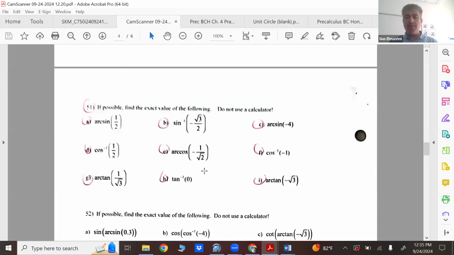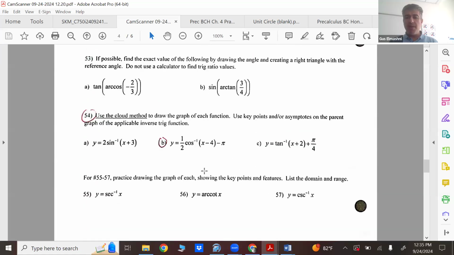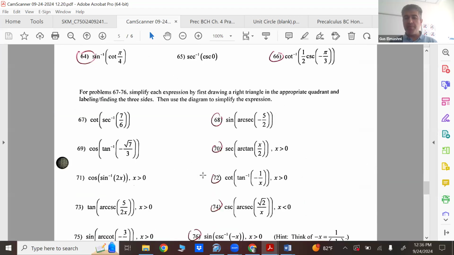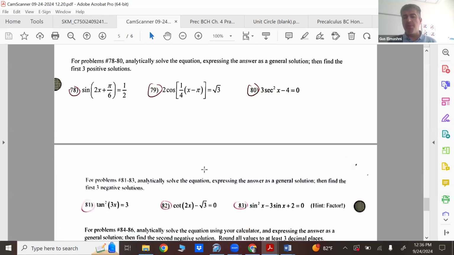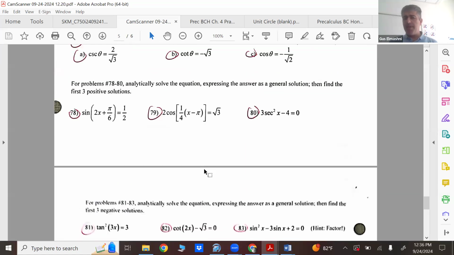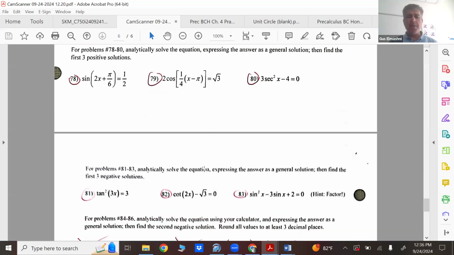If you're looking for evaluating stuff, we haven't done 51. 54B we haven't done yet. We haven't done some of these other ones here, right? So there's not a whole bunch, but there's a few. Solving trig equations, because I didn't give a homework on that. So maybe you might want to do that. That might be good.